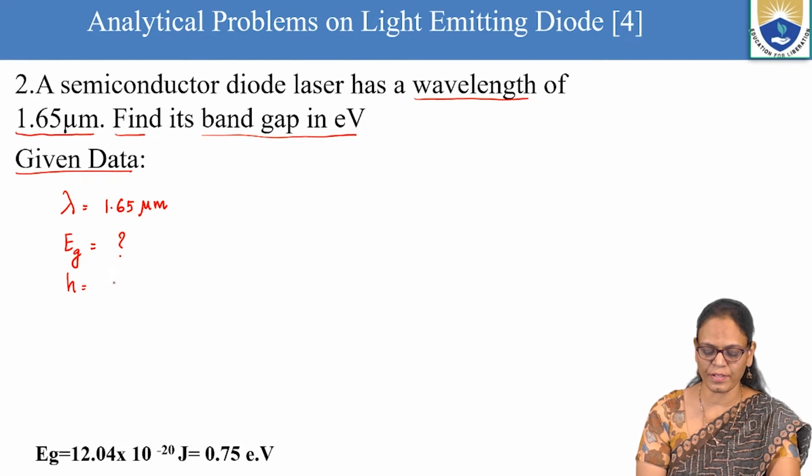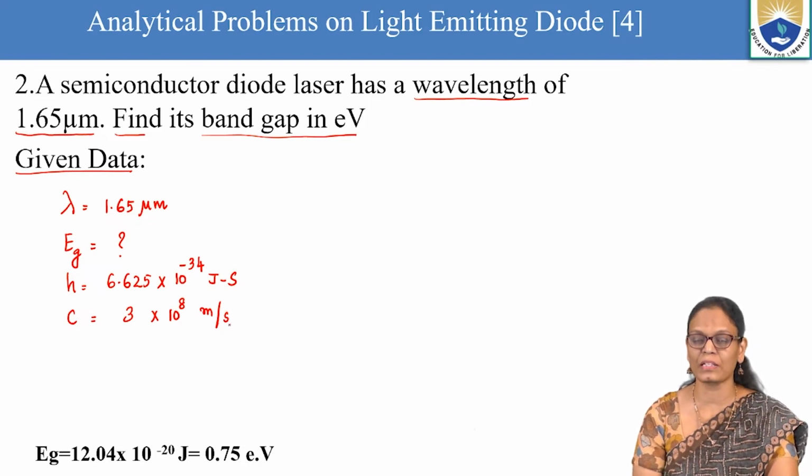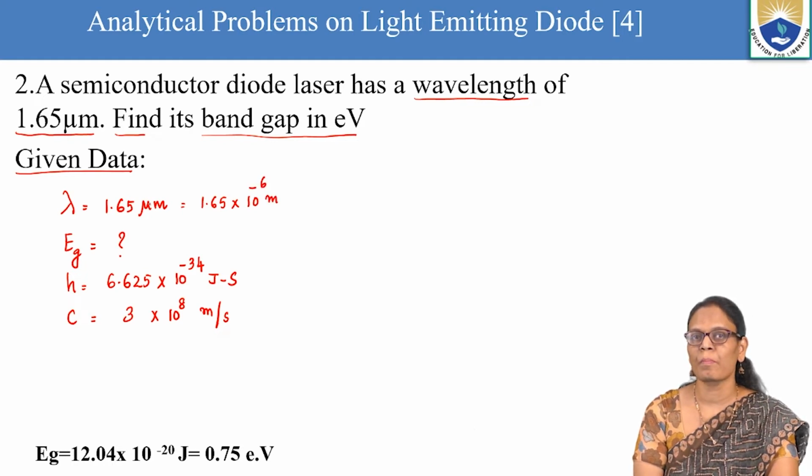H is constant, 6.625 into 10 power minus 34 joule second. C is also constant, 3 into 10 power 8 meter per second. And we have to convert this micrometer to meter because all have to be in the SI system. So this will be 1.65 into 10 power minus 6 meter. Micro means 10 power minus 6.